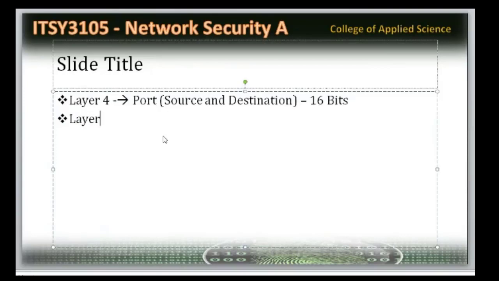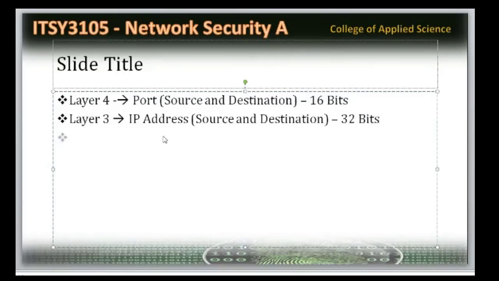Then in layer 3, we have the IP address. You must have the source IP address and you must have the destination IP address. The length is 32 bits.